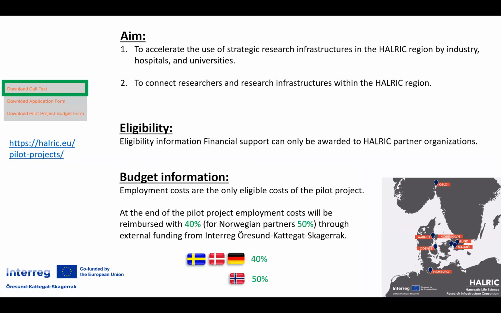And the aim is, of course, to accelerate the use of strategic research infrastructure in the HALRIC region by involving industry, hospitals, and universities, and connect researchers and research infrastructures with each other. And financial support is awarded to HALRIC partner organizations, but if you have a partner outside the organization, they can, of course, join the project, but at their own expense. And employment costs are reimbursed with 40% in Sweden for the Swedish, Danish, and German partners, while in Norway it's reimbursed with 50% for Norwegian partners.